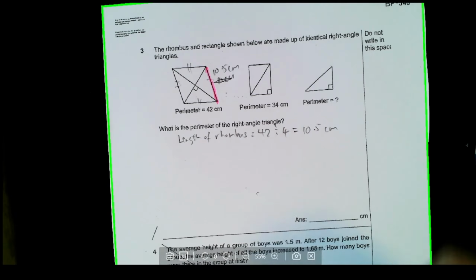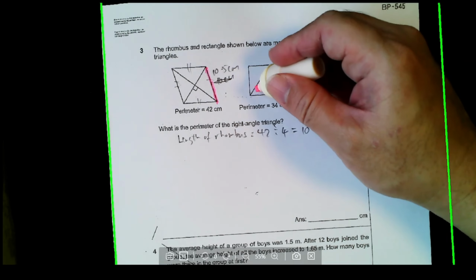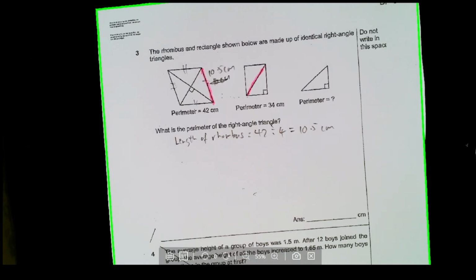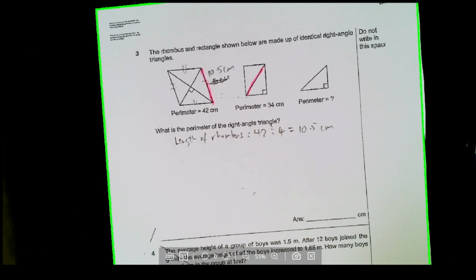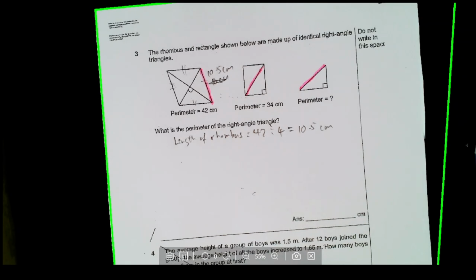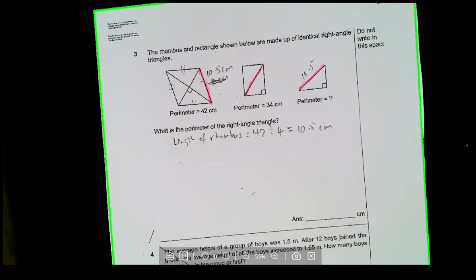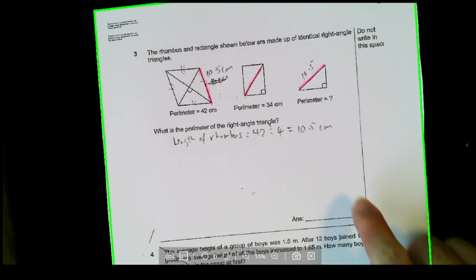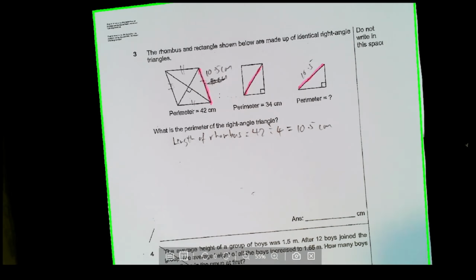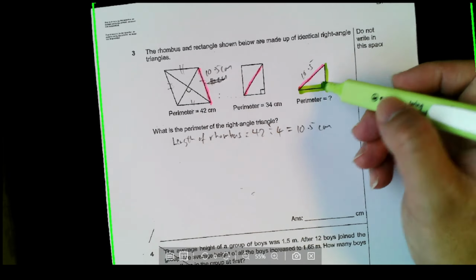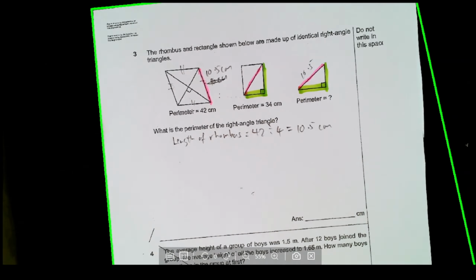Now this one. Okay. Can you see that this pink one is actually this? Okay. Now, which is also this. So I found this is 10.5 already. Okay. So I need to find the green one. This. Can you see that? This one will come from here. Okay?